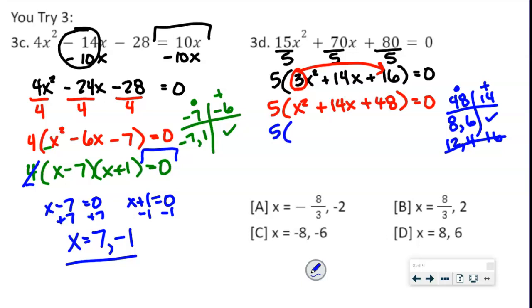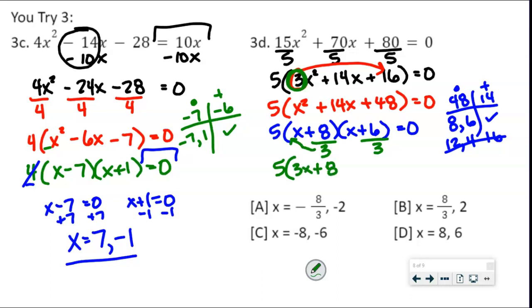So now I've got 5 times x plus 8 times x plus 6 is equal to 0. But remember, because of bottoms up and we multiplied by 3, we now need to divide by 3. So here I've got bottoms up, right? Because you can't divide that evenly. 3x plus 8 times x plus 2, from 6 divided by 3, is equal to 0. Now we can solve. See how the 5, right? Will 5 ever equal 0? No, so that just goes away. Here I've got 3x plus 8 is equal to 0 and x plus 2 is equal to 0.